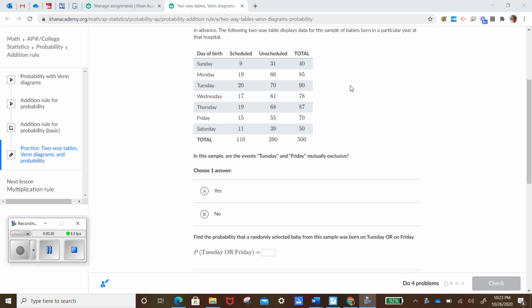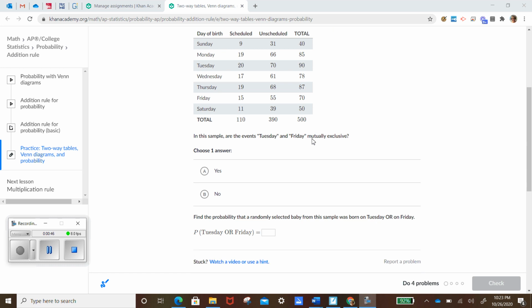Okay, so we have a schedule here of babies born in a hospital, Sunday through Saturday. How many of those were actually scheduled to be born those days and how many were unscheduled, and then all the totals. The first question says, in this sample are the events Tuesday and Friday mutually exclusive? Well, babies that are born on Tuesday are not going to be born again on Friday. So yes, I would definitely say that Tuesday and Friday are mutually exclusive events because anything that happens Tuesday wouldn't happen Friday and vice versa. So I'm going to choose yes.